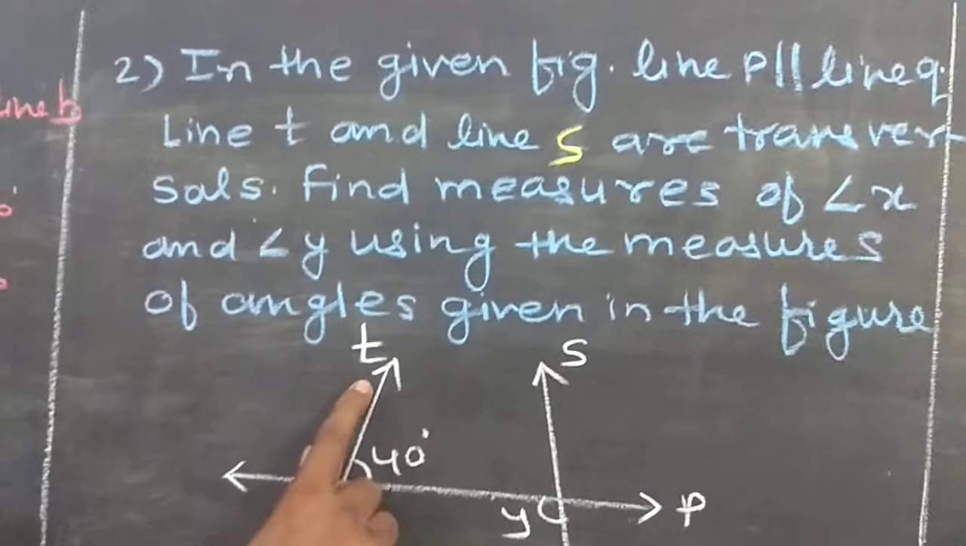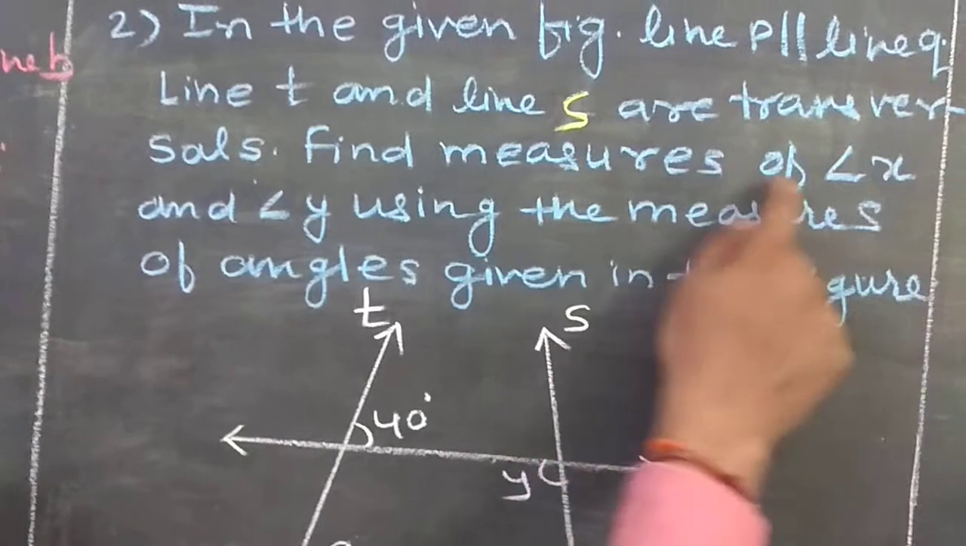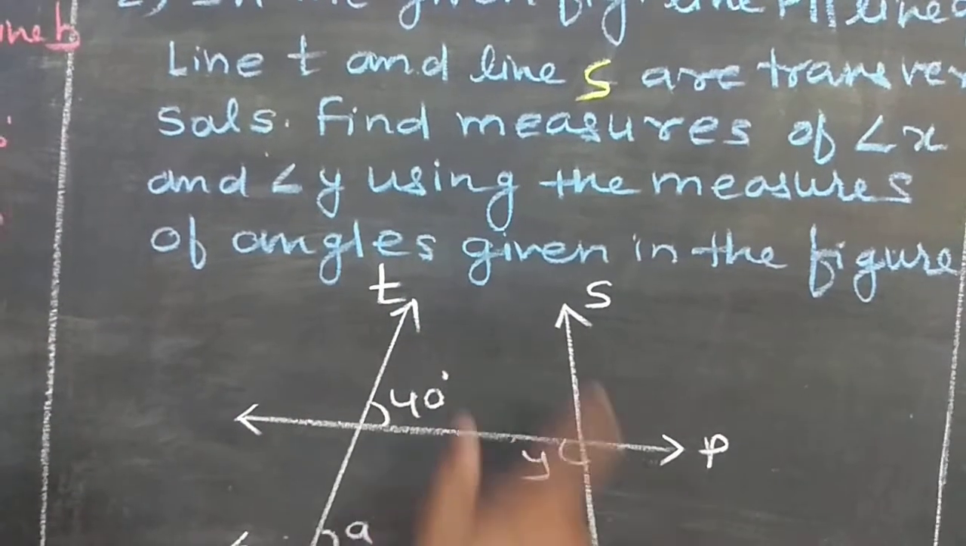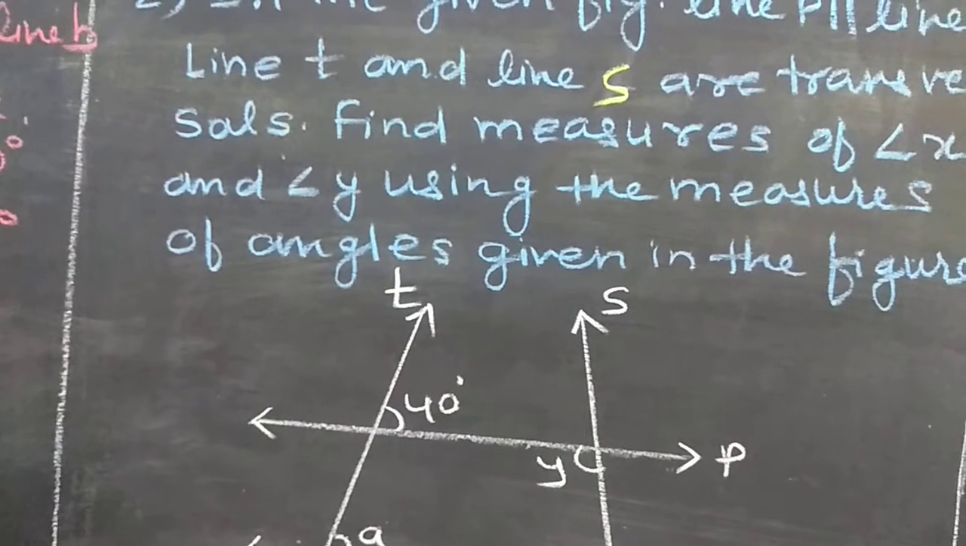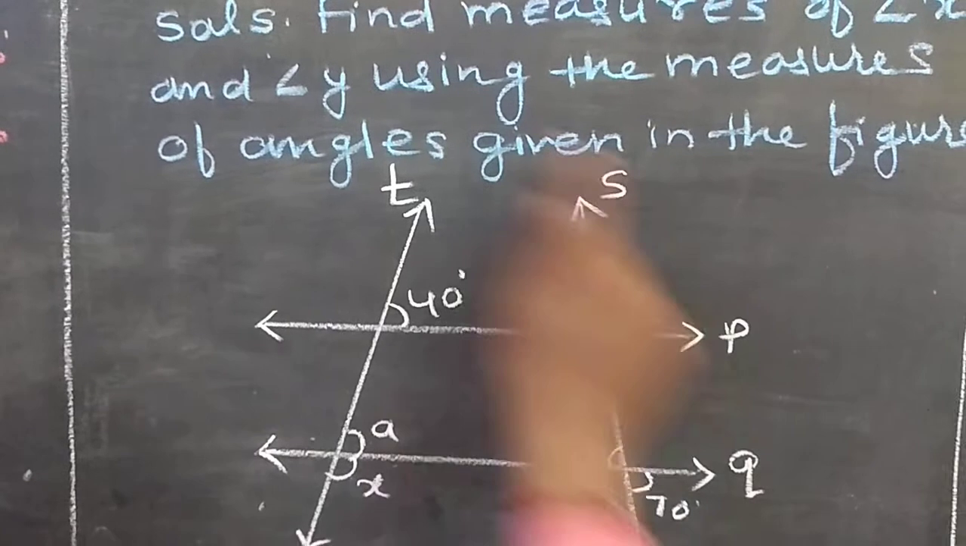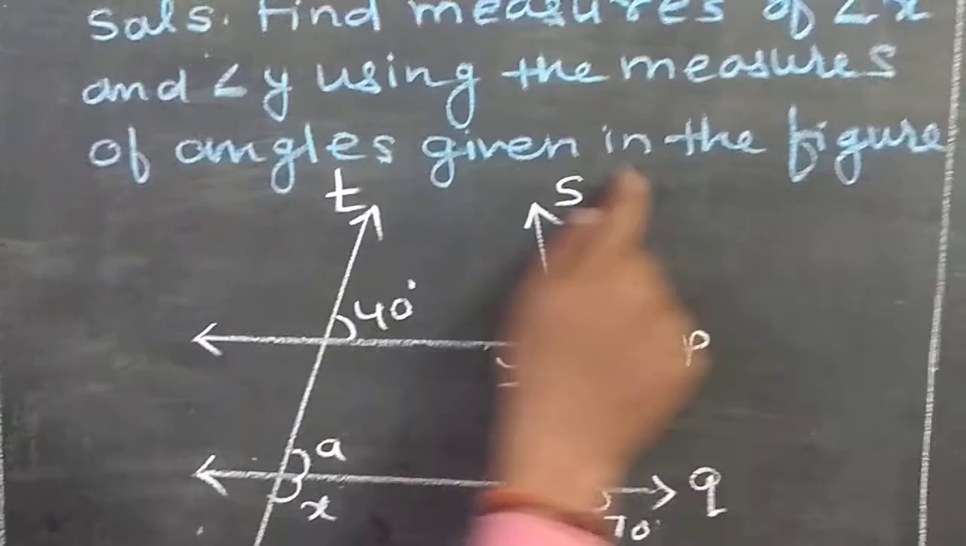The first transversal is T and the second transversal is S. Now find the measures of angle X and angle Y. Based upon this information, you have to find out what will be the value of angle X and angle Y, using the measures of angles given in the figure.